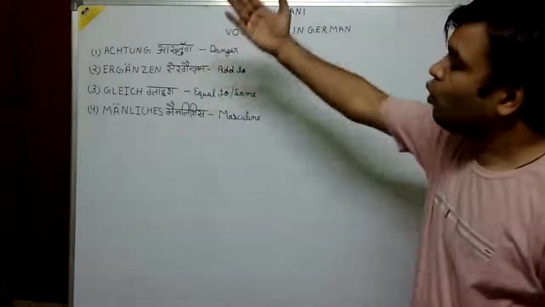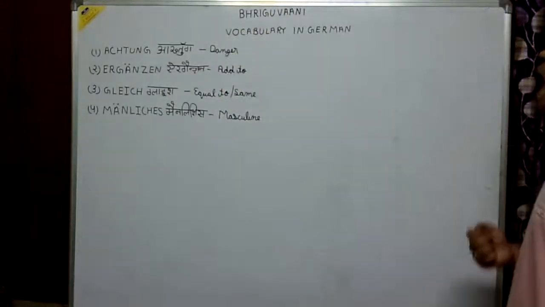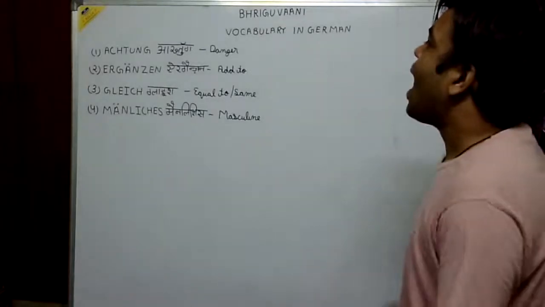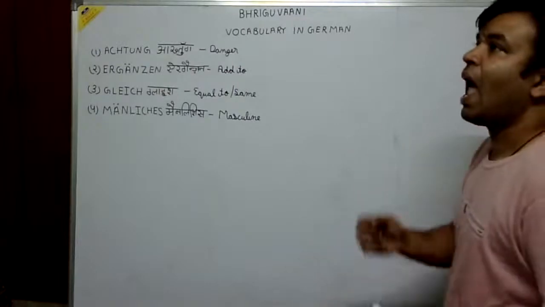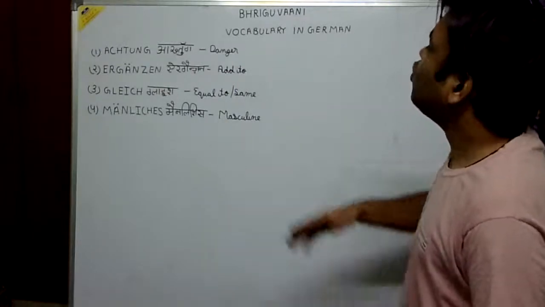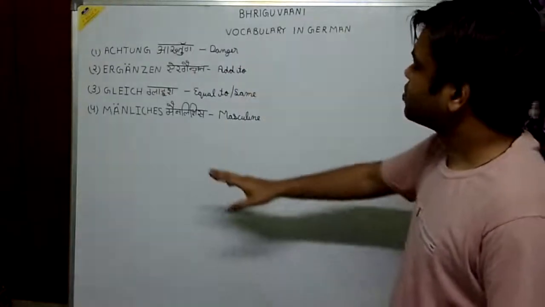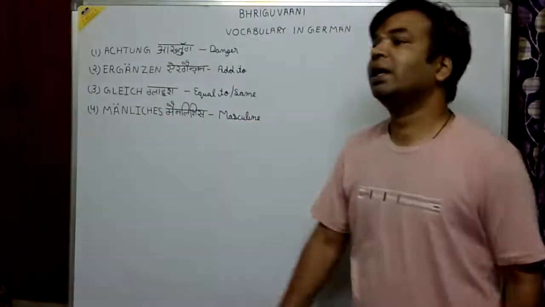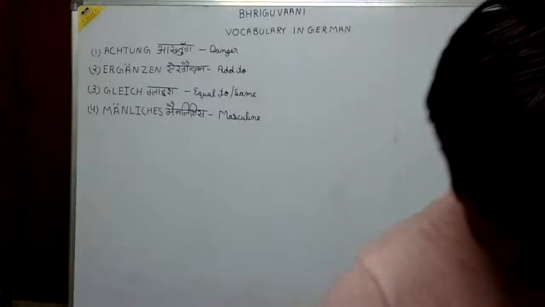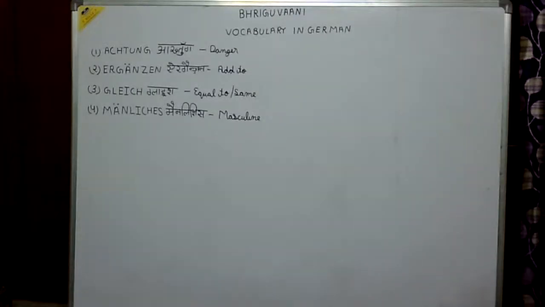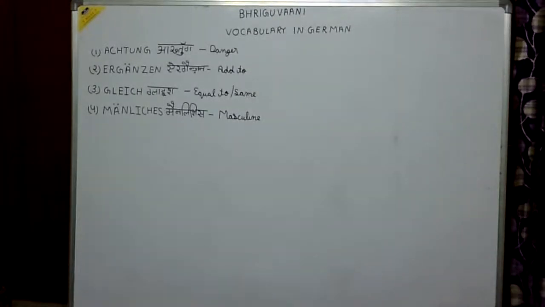So we have learned 4 words. Achtung means danger. Ergänzen means to add something, to add or add to. Next word is gleich. Gleich means equal to, and after this we have a 4th word, männliches. Männliches means masculine. Just wait for a minute.